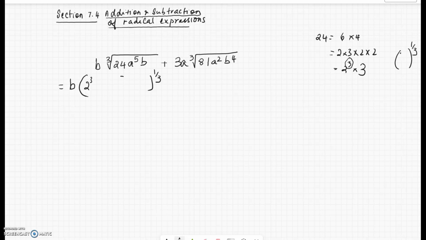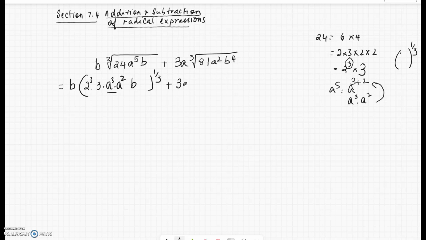So 2 cubed times 3, a to the 5th. So a to the 5th is, and I'm going to write it with a multiple of 3. So the highest multiple of 3 less than 5 is 3, and then 2 more. So that is a cubed times a squared. Go backwards and double check. So this is a cubed times a squared is a to the 5th. These two together is a to the 5th and b to the 1/3.